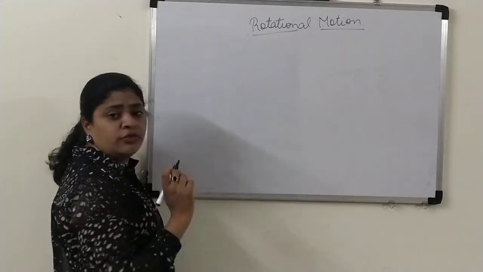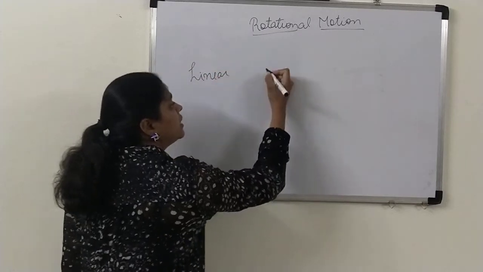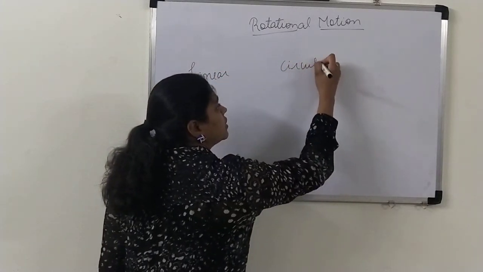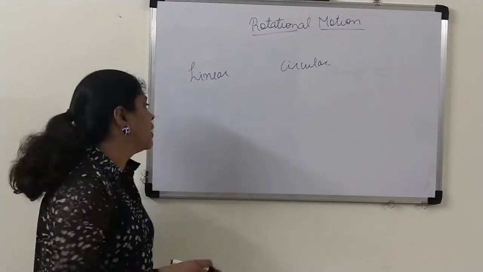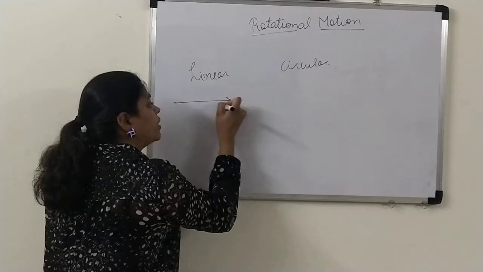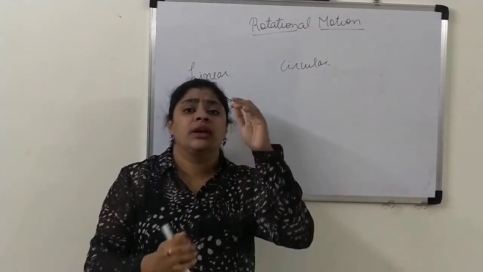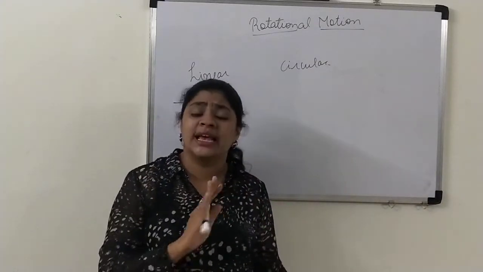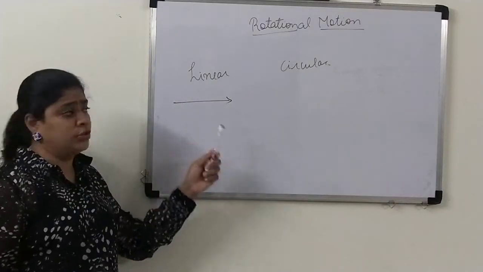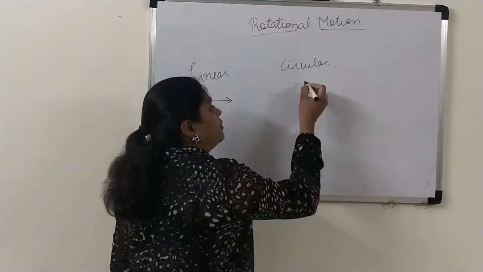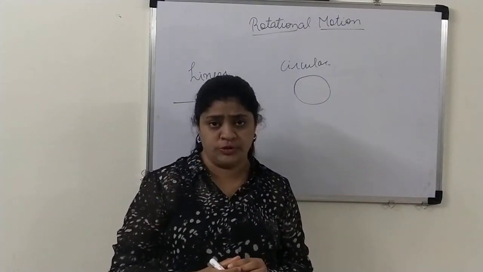There are two kinds of motions. One is linear and another is circular motion. What is the difference between linear and circular motion? First, linear: anything which is going in a straight direction. Any dimension can be considered. It can be x-axis, y-axis, z-axis, any dimension, but it should be in a straight path. Then that is linear motion. Any object going in a circular way is known as circular motion.